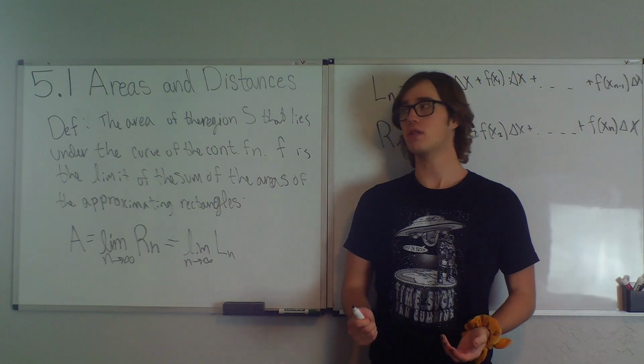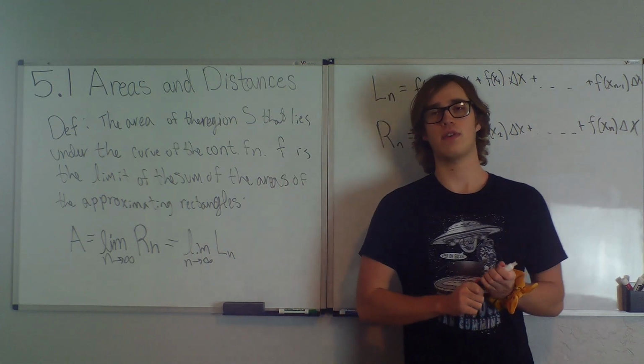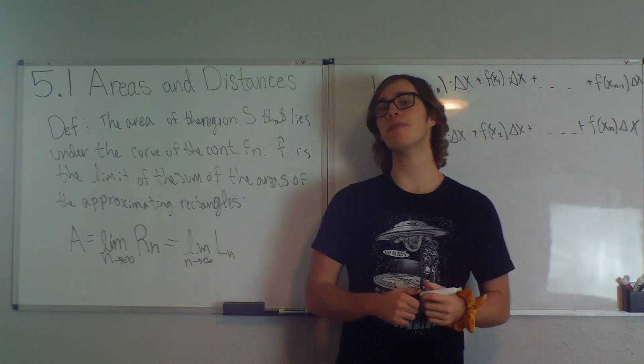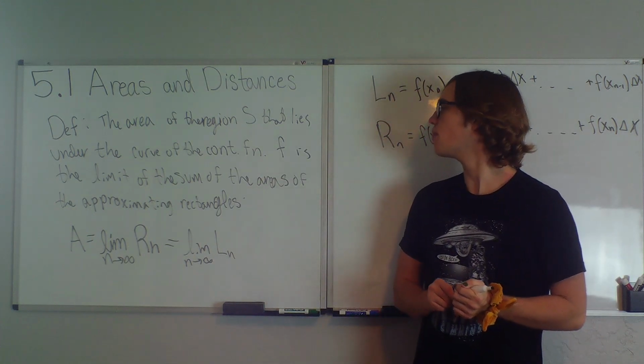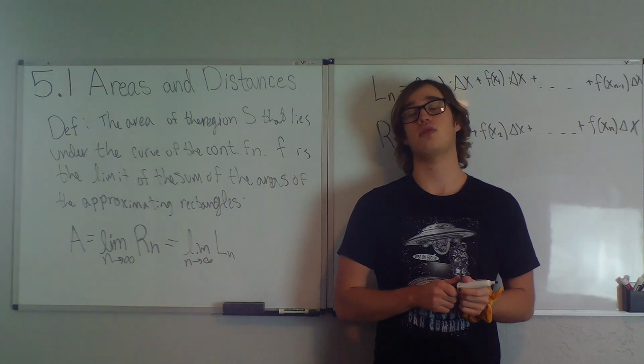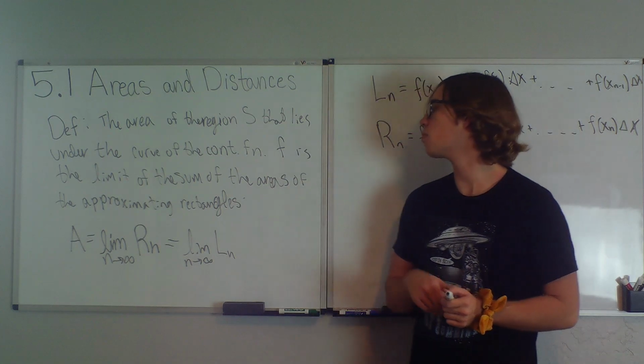Now we get a definition. The area of the region S under the curve of the continuous function f is the limit of the sums of the areas of the approximating rectangles. Wow, that was a lot. But what does that mean?